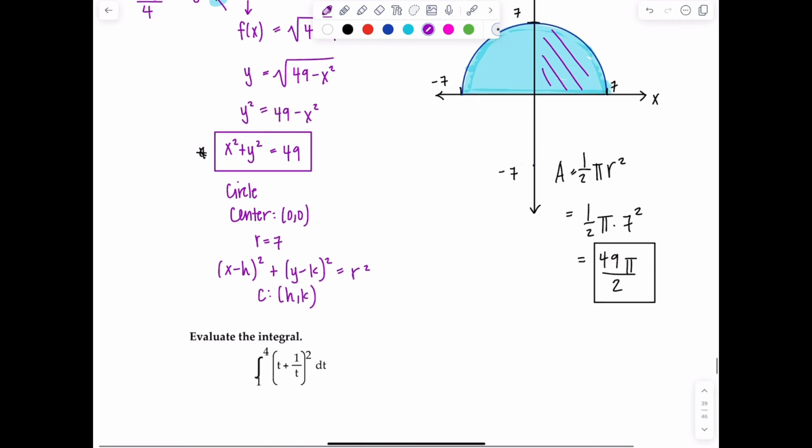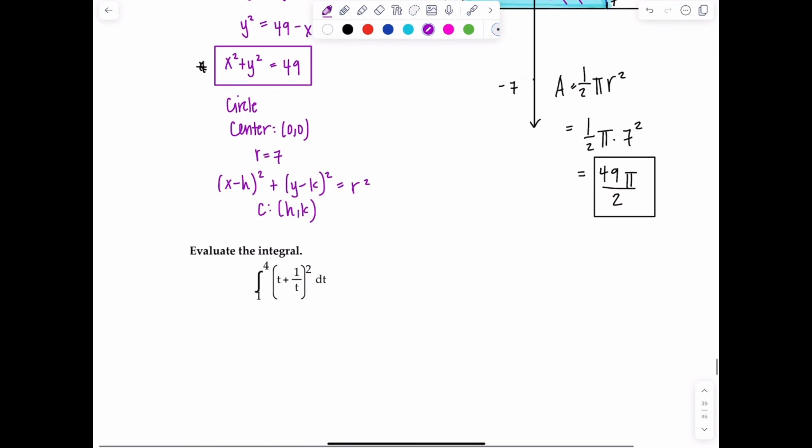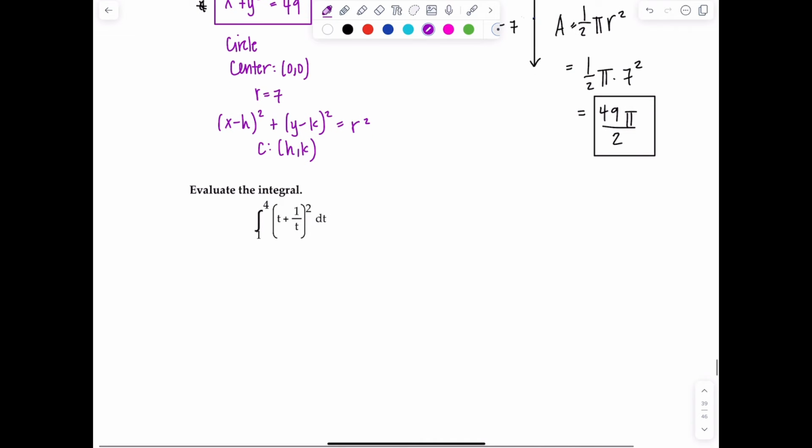Now let's just go ahead and evaluate definite integrals, not graphing, just using the fundamental theorem of calculus. So here it says, evaluate the definite integral from 1 to 4 of t plus 1 over t quantity squared dt. So I'm not going to graph it. I'm not going to do a Riemann sum. I'm going to use fundamental theorem of calculus part 2.